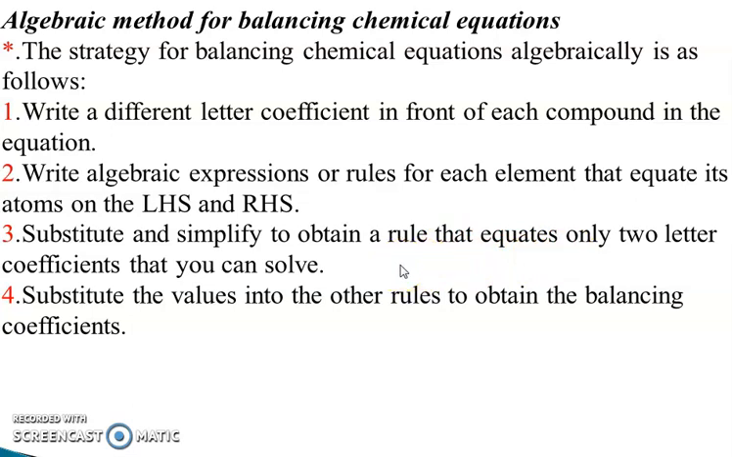This means that in the beginning you have to find, as much as possible, the values of these letter coefficients through algebraic equations. The fourth thing is to substitute the values into the other rules to obtain the balancing coefficients. After getting the values of two or more coefficients, we put them in the other equations to get the numeric values of the remaining letter coefficients, which help in balancing the chemical equation.